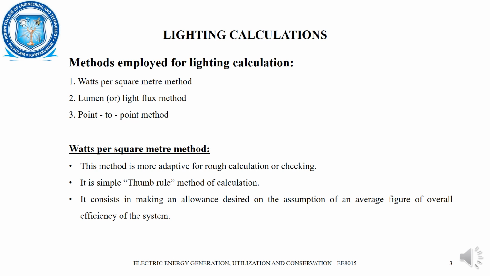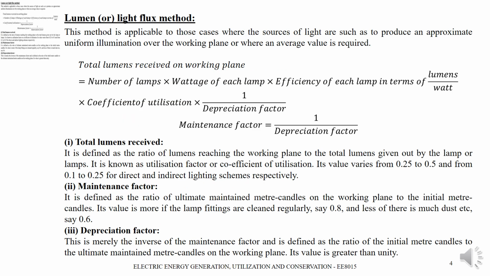This method is more adaptive for rough calculation or checking. It is a simple thumb rule method of calculation. It consists of making an allowance based on the assumption of an average figure of overall efficiency of the system.